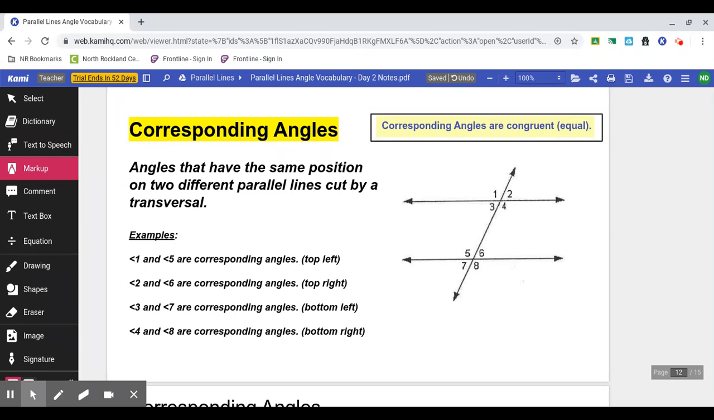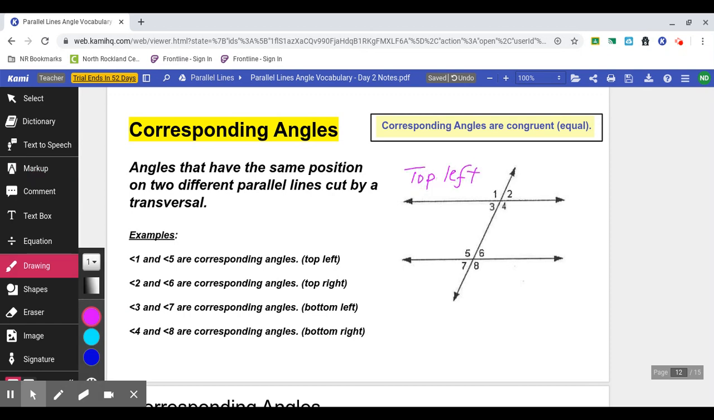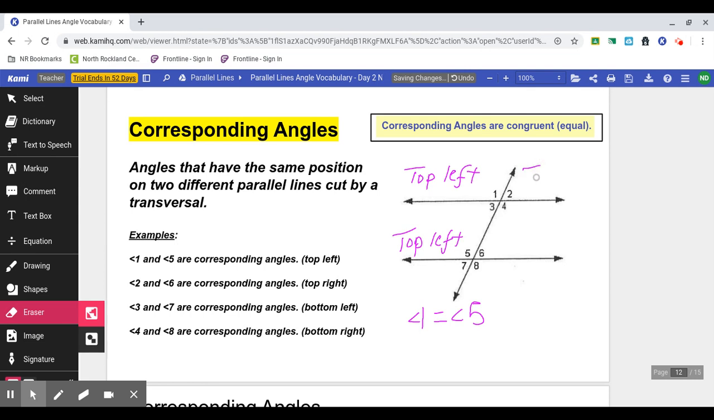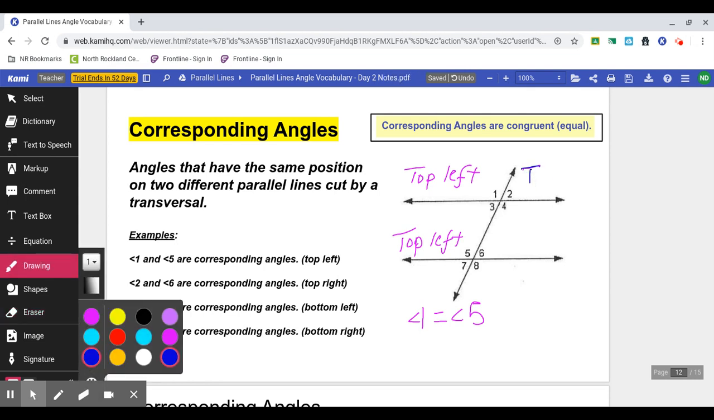So if we look at angle 1, this is on the top left. So then you're going to go to the second parallel line and locate what angle is also on the top left, which is angle 1 and angle 5. So angle 1 and angle 5 are corresponding angles, which means angle 1 is equal to angle 5. Okay, then I'm going to use a different color. Then we're going to go to the top right, and the top right on the second line, which means angle 2 and angle 6 are corresponding angles, which means angle 2 is equal to angle 6.